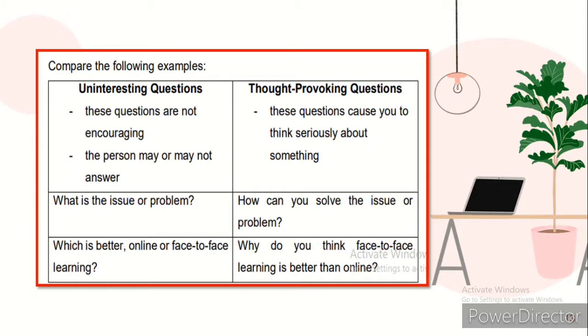Let us compare the following examples. So we have here two columns, the uninteresting questions and the thought-provoking questions. Uninteresting questions, these questions are not encouraging. The person may or may not answer. While thought-provoking questions, these questions cause you to think seriously about something.